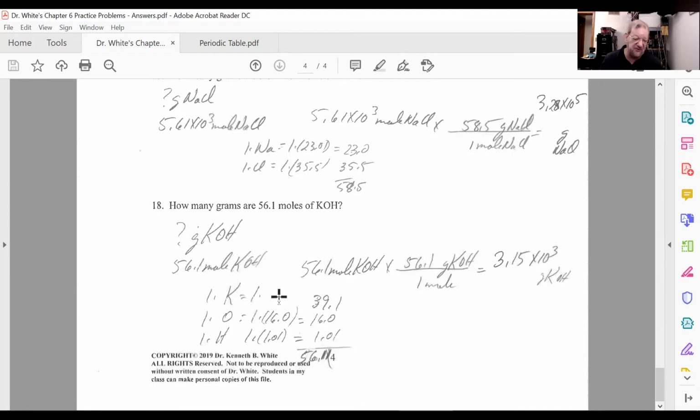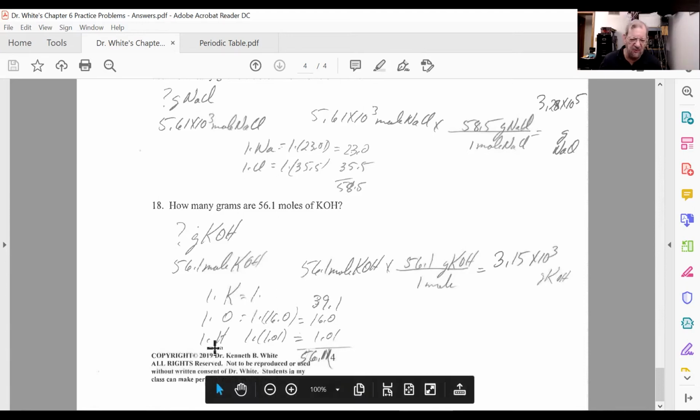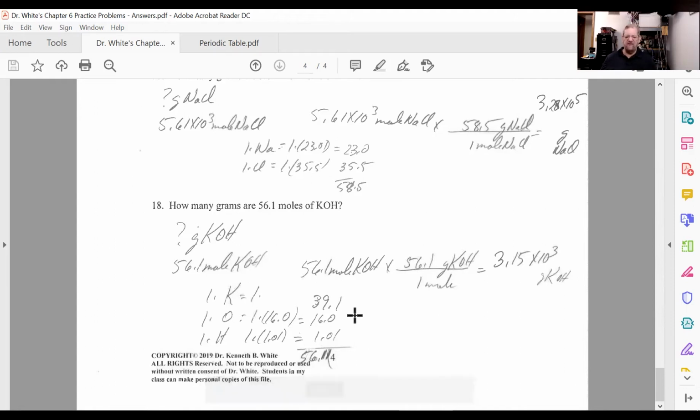It disappeared from the screen. Sorry about that. 1 oxygen, 16.0 is the atomic number for oxygen. 1 hydrogen, 1.01. Add it up, you get 56.11. Remember, when you're doing addition, you get the same number of significant figures past the decimal as the number that has the fewest significant figures past the decimal. And if we look here, we have 1, 1, 2, lowest number is 1.